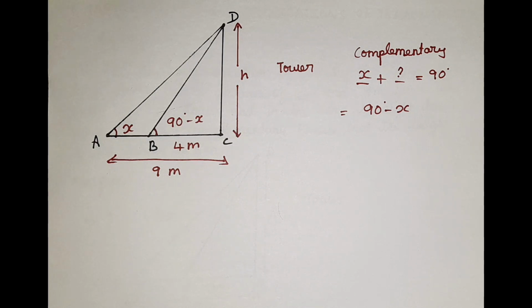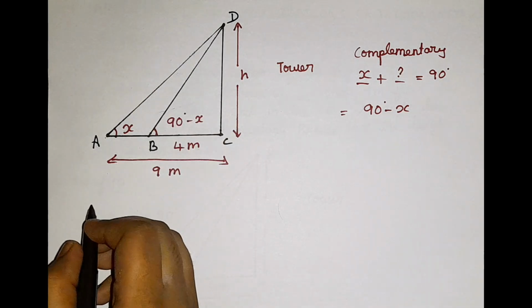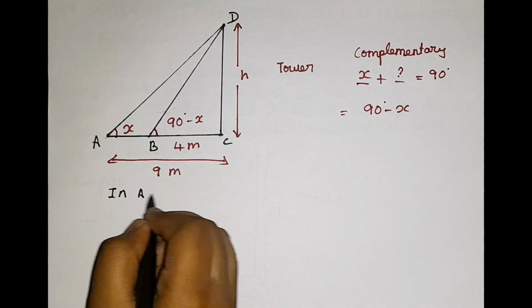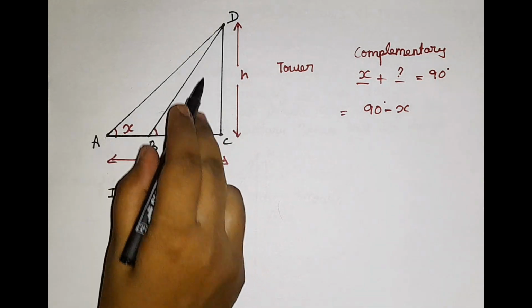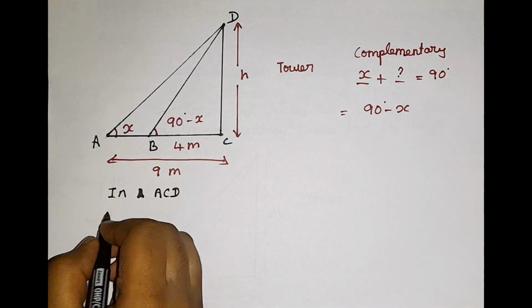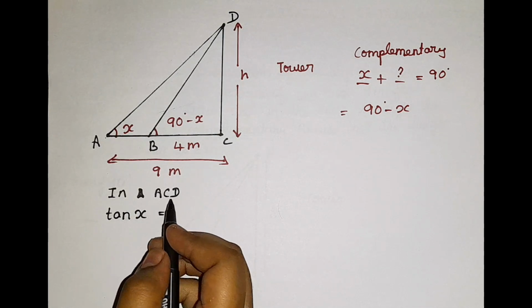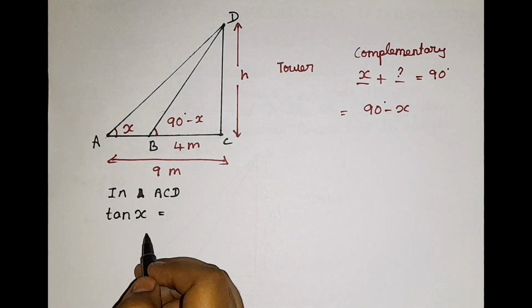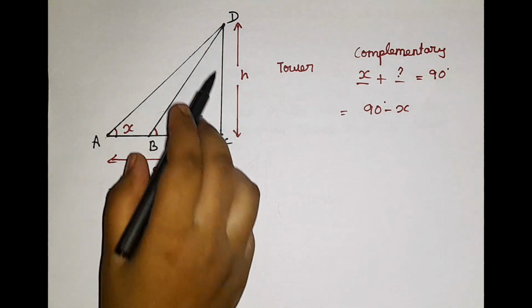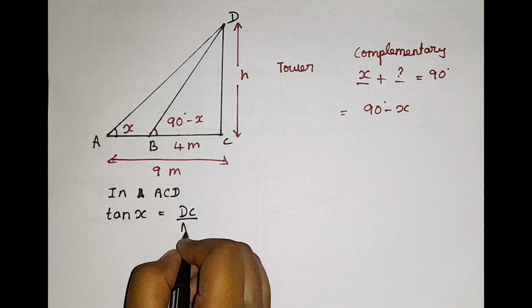Perfect. So now let us take a random triangle right over here. In this figure, let us take triangle ACD. In triangle ACD, what is the angle? The angle is x. So I am going to take tan x is equal to, so what is the formula for tan? The formula for tan is opposite side by adjacent side. Here the opposite side is DC, isn't it? So DC by, the adjacent side is AC.